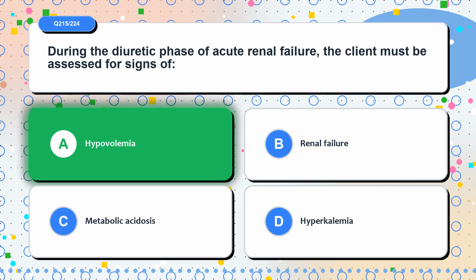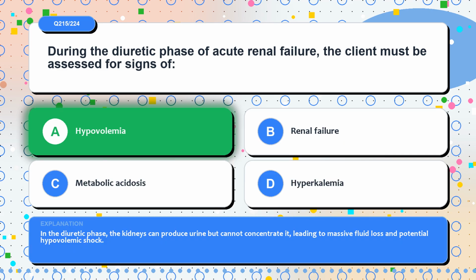The correct answer is option A. Hypovolemia. In the diuretic phase, the kidneys can produce urine, but cannot concentrate it, leading to massive fluid loss and potential hypovolemic shock.